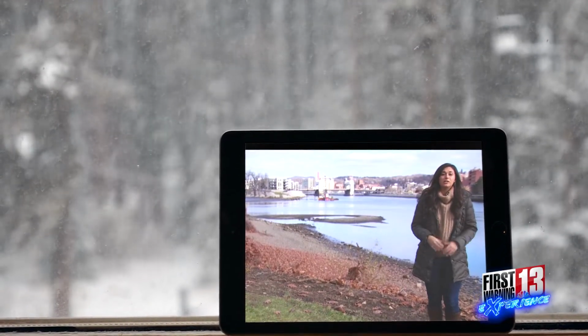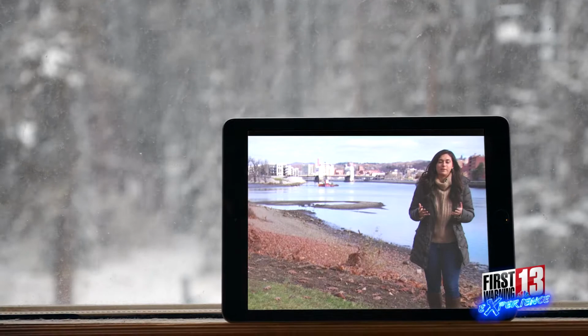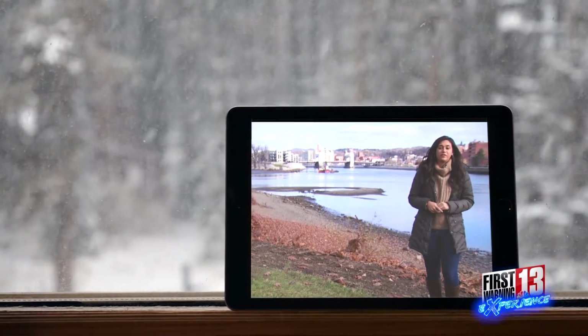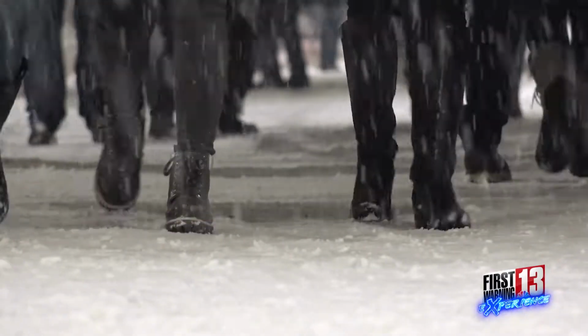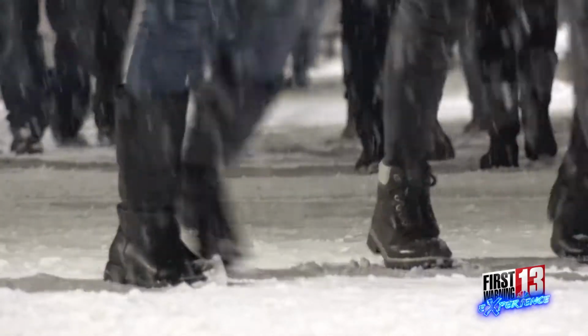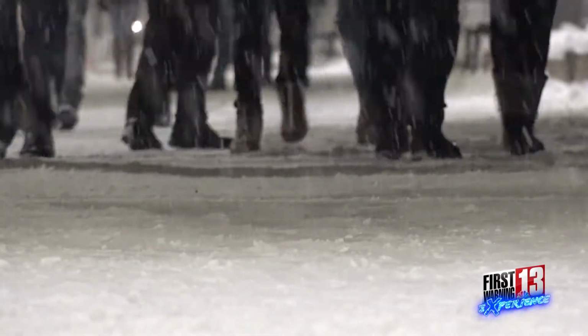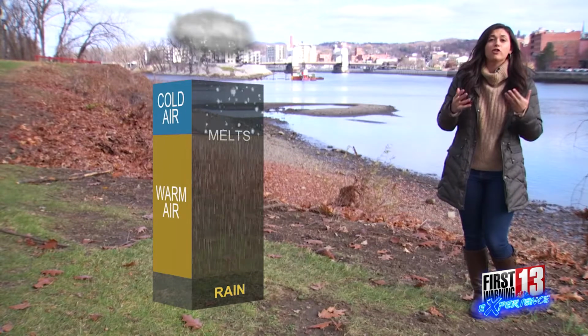reaches the ground. But what determines the type or the form of precipitation that we see on the ground surface is going to depend on the variations in temperature between the cloud base and the ground surface. So first, let's get started by talking about rain.